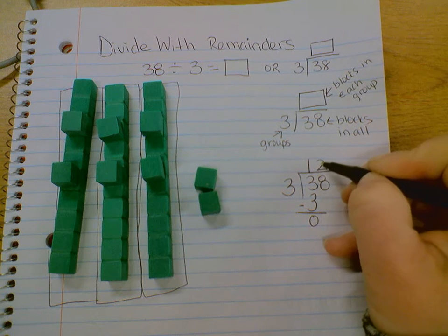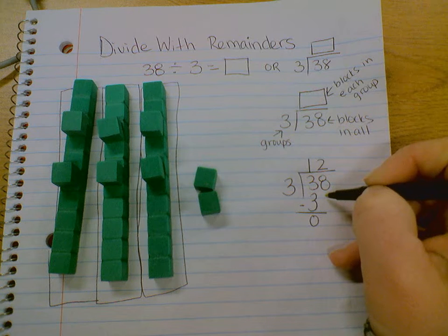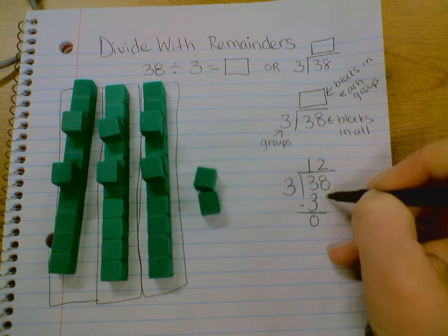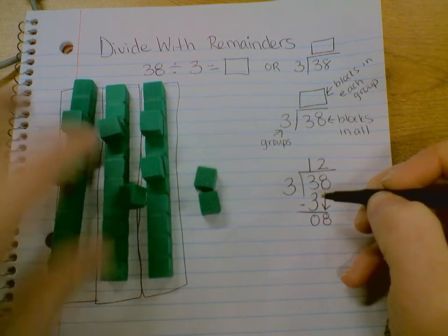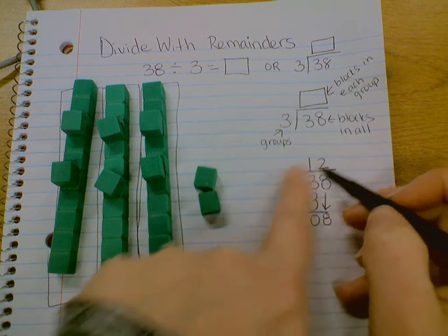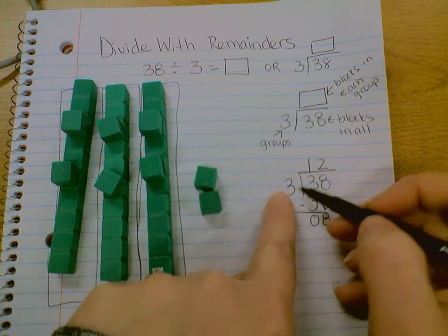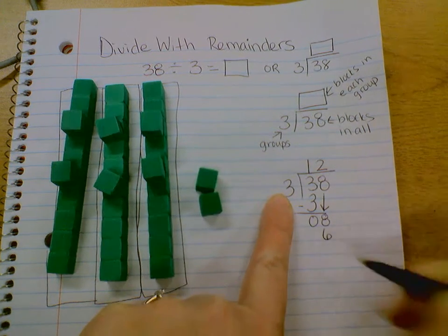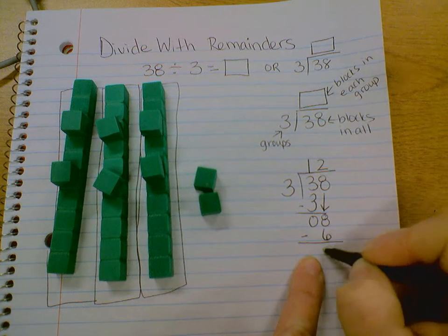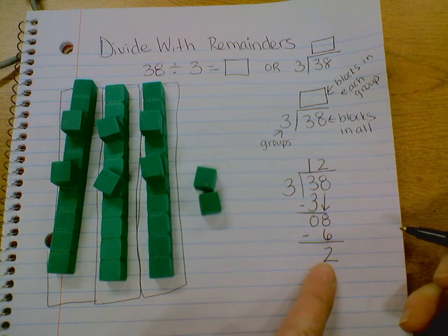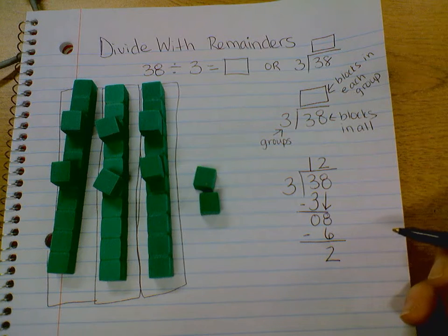Now I multiply. 2 times 3 equals 6. All right, hold on one sec. Let me back up. Okay, so I need to bring down this 8. Why? Because that's the 8 that I just moved over into those 3 groups. Now I can multiply the 2 ones that I just placed in those 3 groups by the 3. So 2 ones times the 3 equals 6. Now I subtract. 8 minus 6 is 2. And that 2 is how many are left over. As you can see, I have 2 left over that did not make it into my 3 groups.